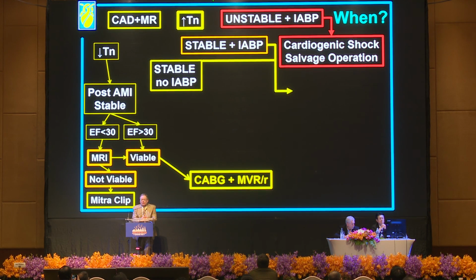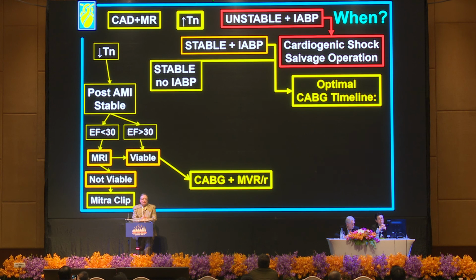If they're stable, either with or without a balloon pump, then we put them into what we call the optimal timeline for coronary bypass surgery. In the United States, CABG. In Australia, CAGs, I guess. I don't get it. And the optimal timeline looks like this.